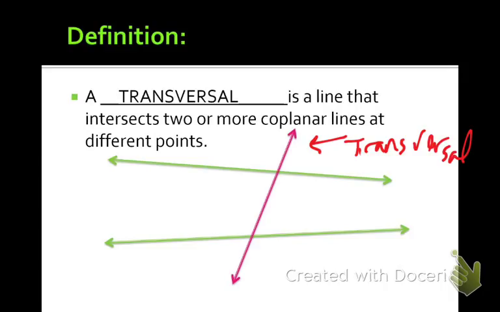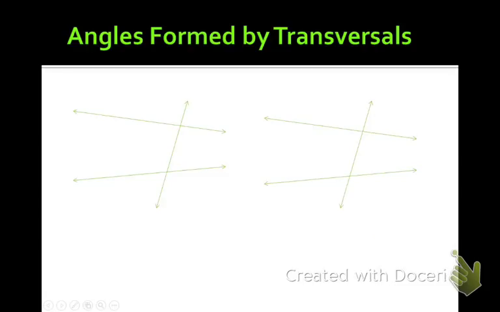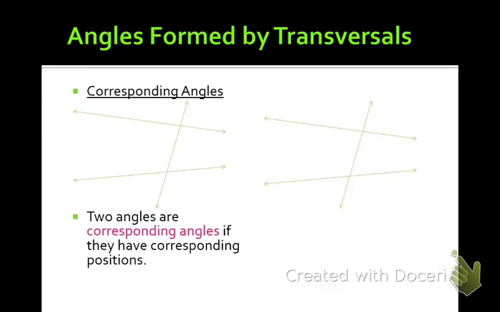Okay? These are just two lines. Your green lines are just two lines, and then you get your transversal going through them. All right. Now, there are angles that are formed by two lines and a transversal that we're going to begin to talk about. Okay? Corresponding angles. Corresponding angles are two angles that have, well, a corresponding position.